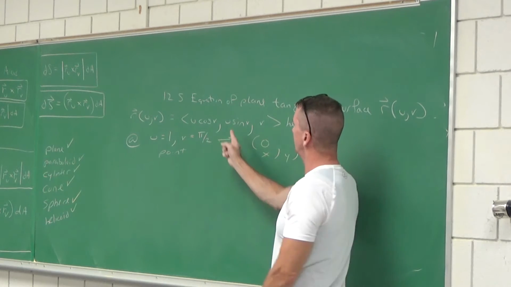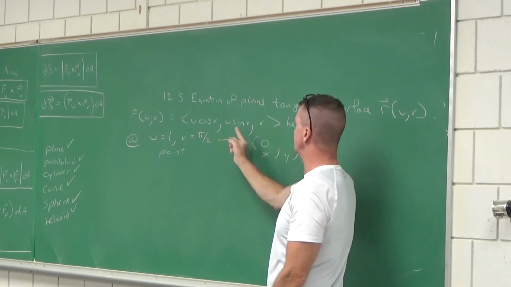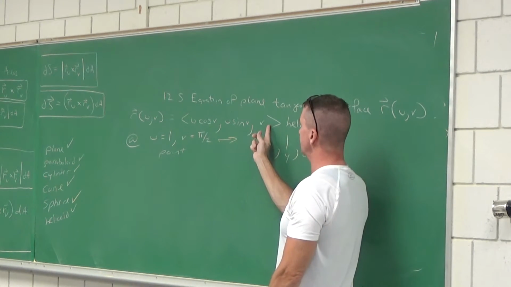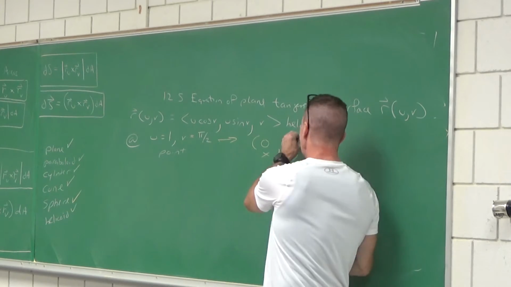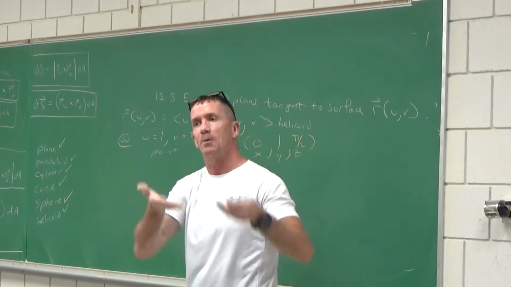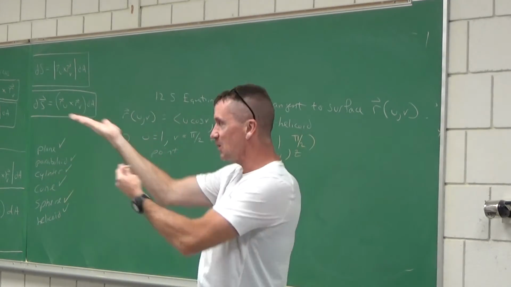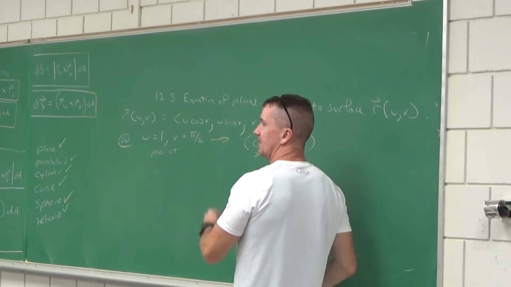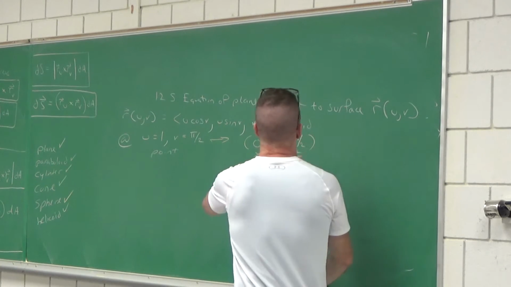What's the y? 1 times sine of pi over 2 is 1. What's the z? It's just v. That is the point we're talking about. So it doesn't look all that weird. It's just a parametric representation. So we need to find the equation of the plane tangent to the surface.